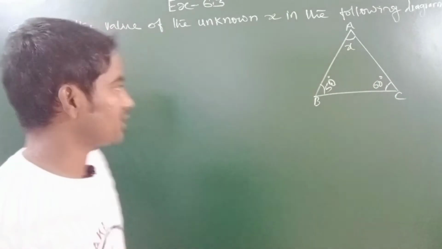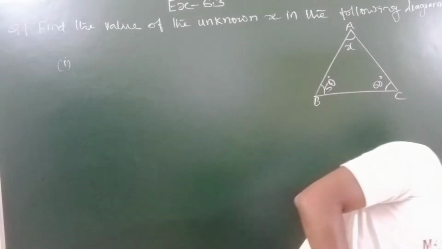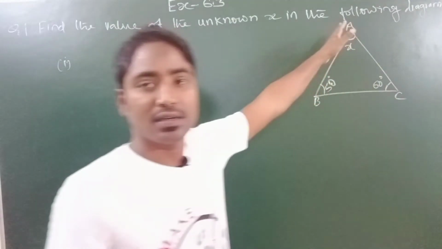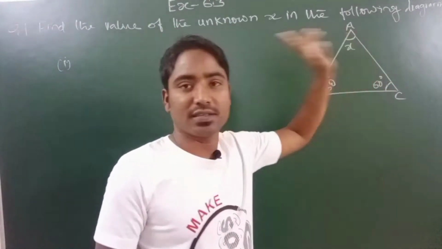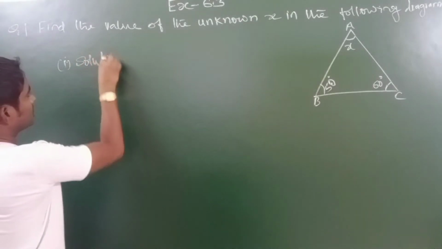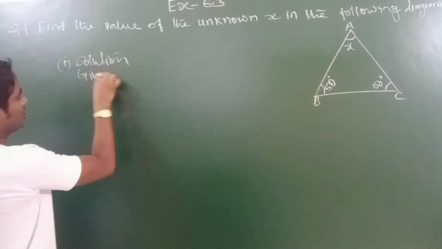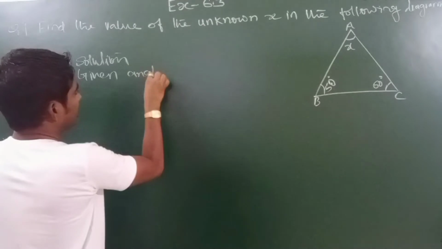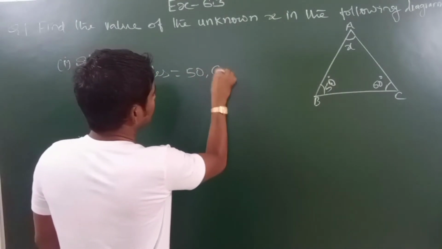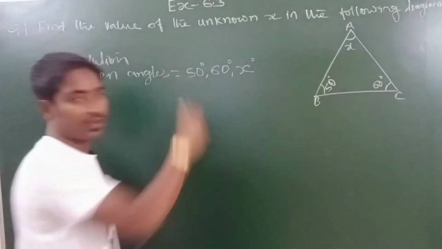Okay, now starting from here. Exercise 6.3, first segment. Here the first angle is given as x, 50 and 60. So here we will write its solution, students. Solution. So the given angles are equal to how much, students? 50, 60 and x degrees. How much? 50 degrees, 60 degrees and x degrees.